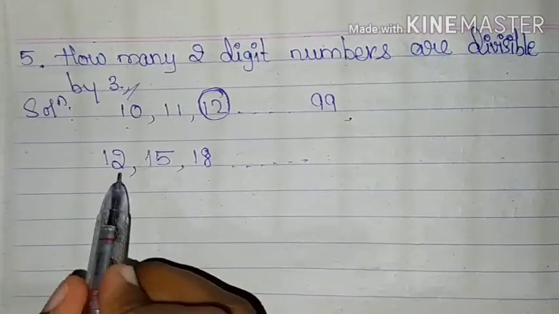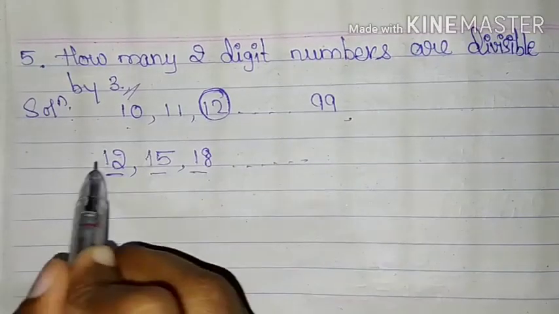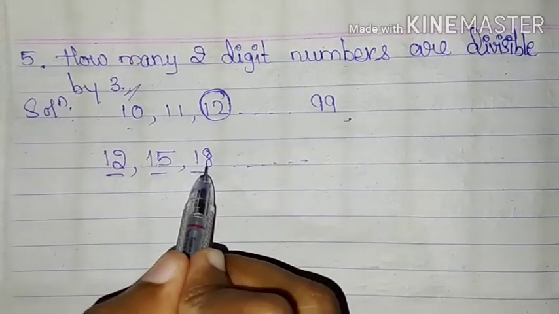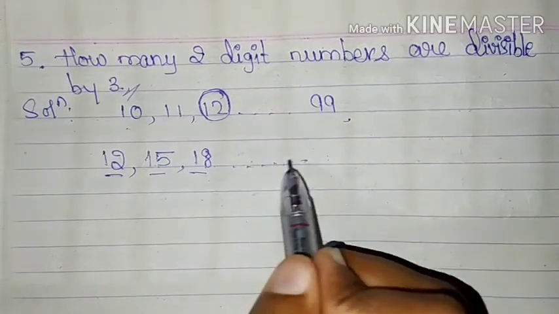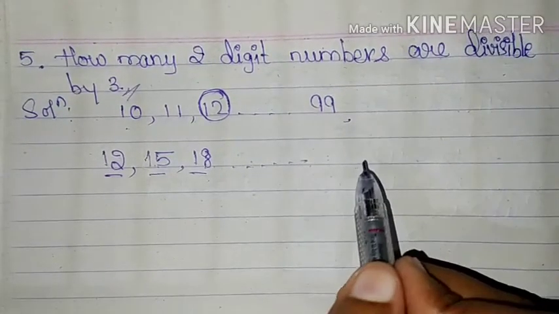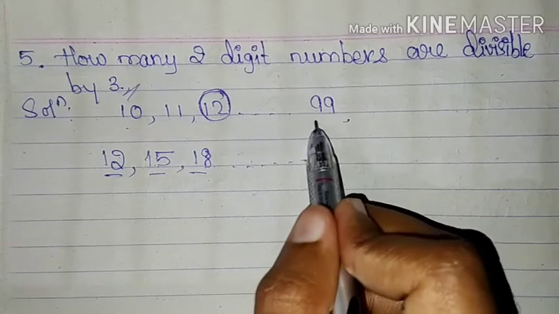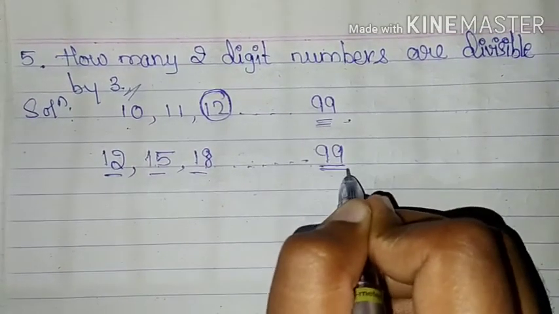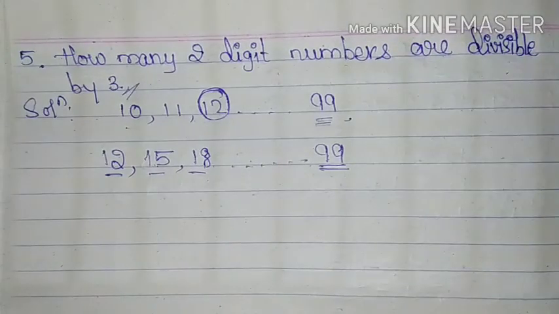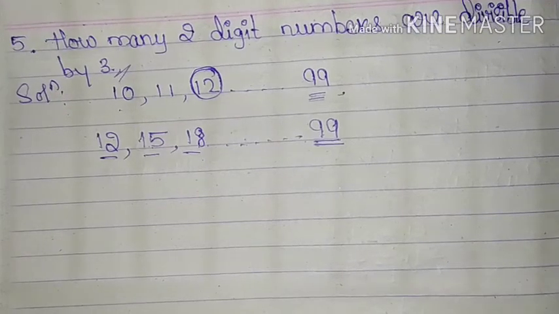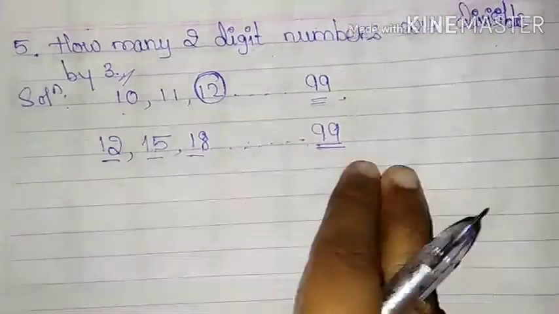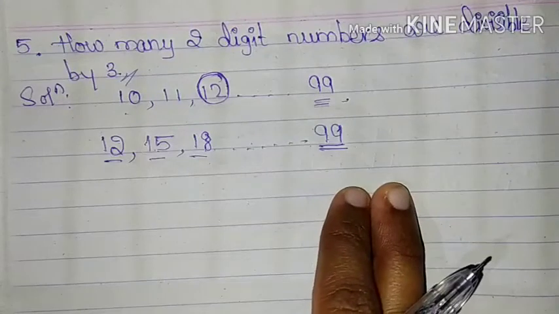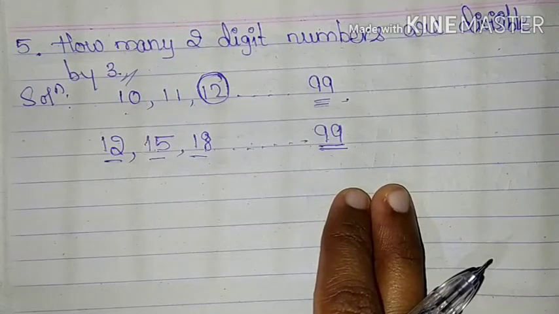If you look at this, it forms an AP. 12 plus 3 is 15, 15 plus 3 is 18, 18 plus 3 is 21, 21 plus 3 is 24, and it goes on like that up to 99. The very last number which is divisible by 3 is 99, because 99 by 3 gives you 33. So now we have to find out how many numbers this AP contains. That will give us the number of 2-digit numbers divisible by 3.